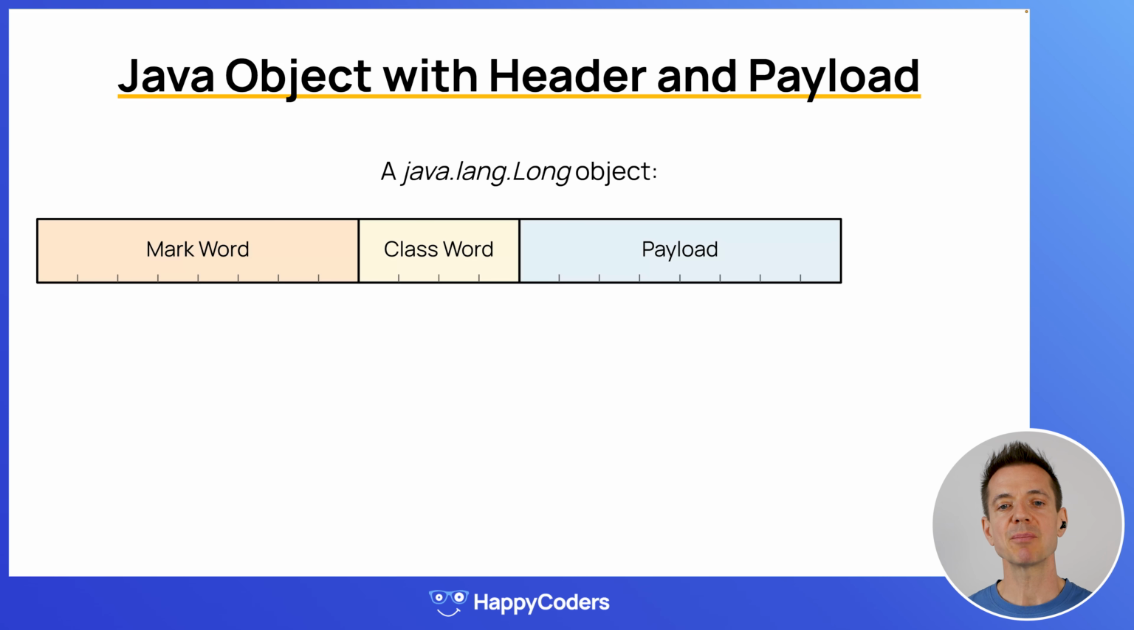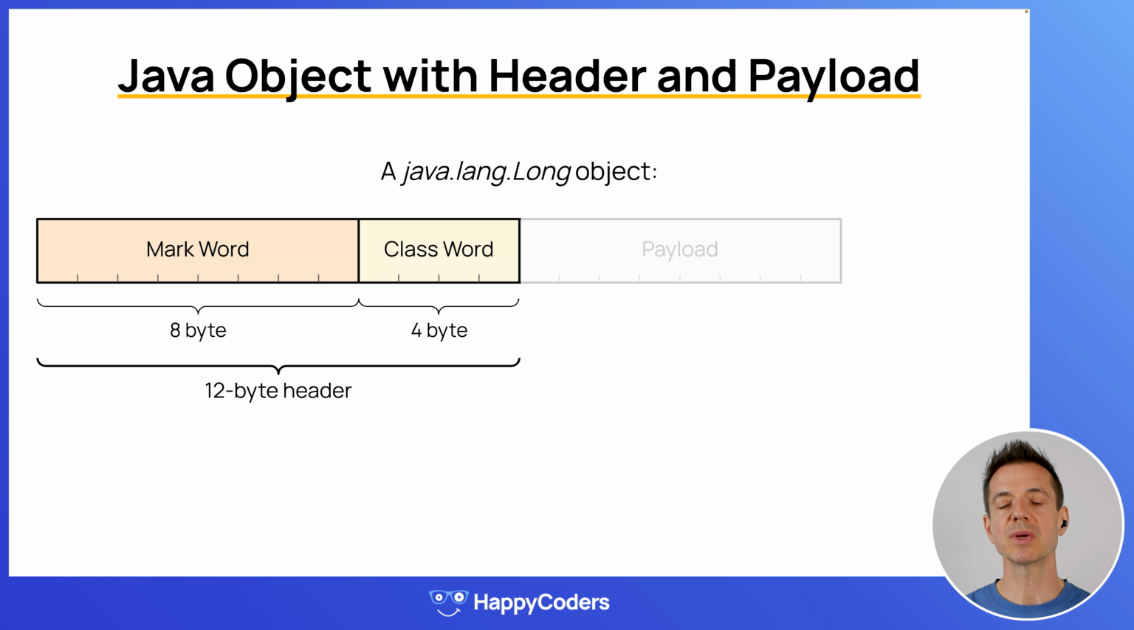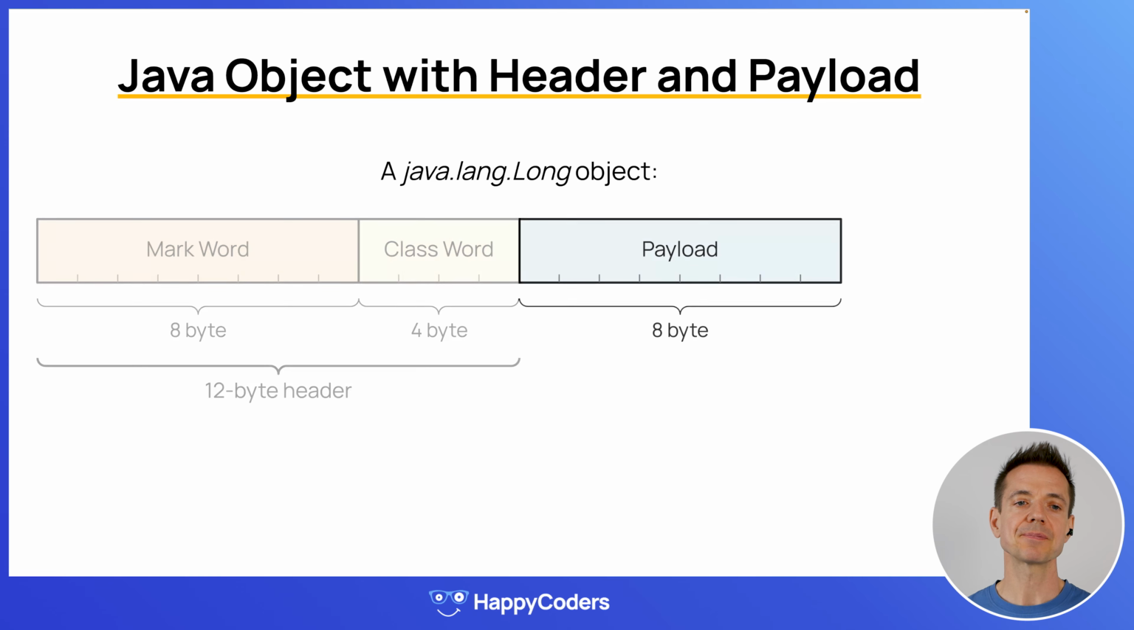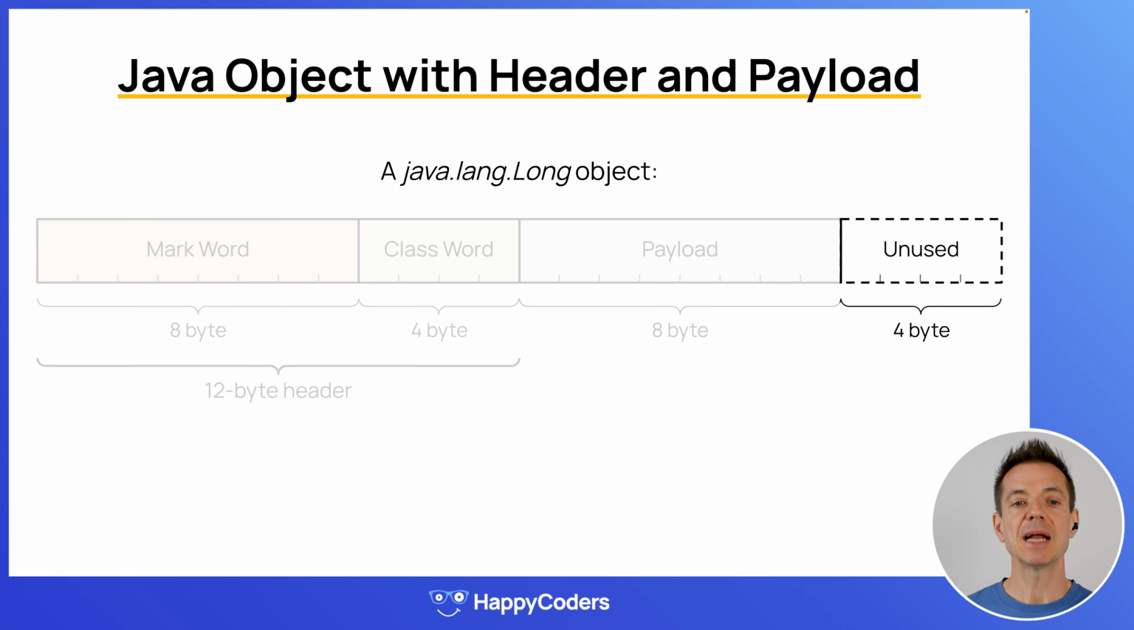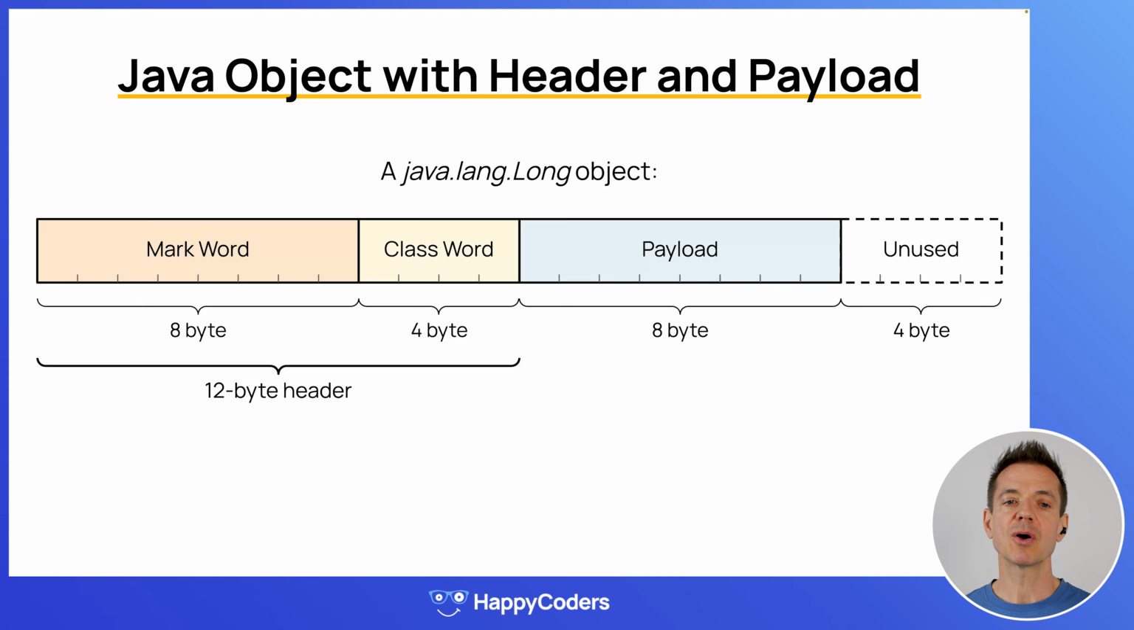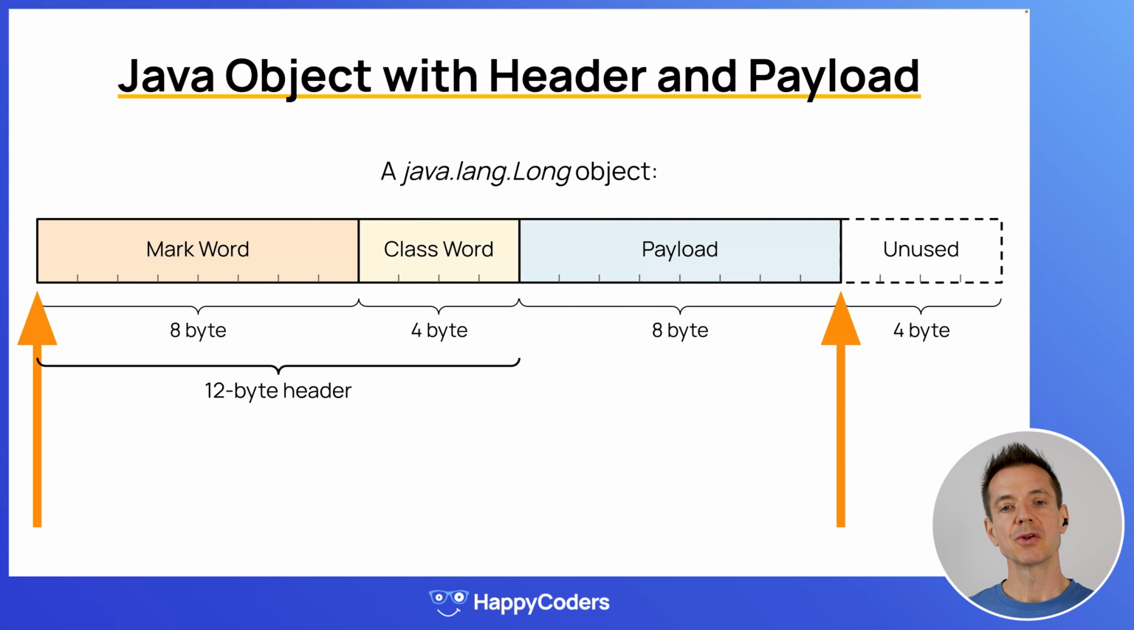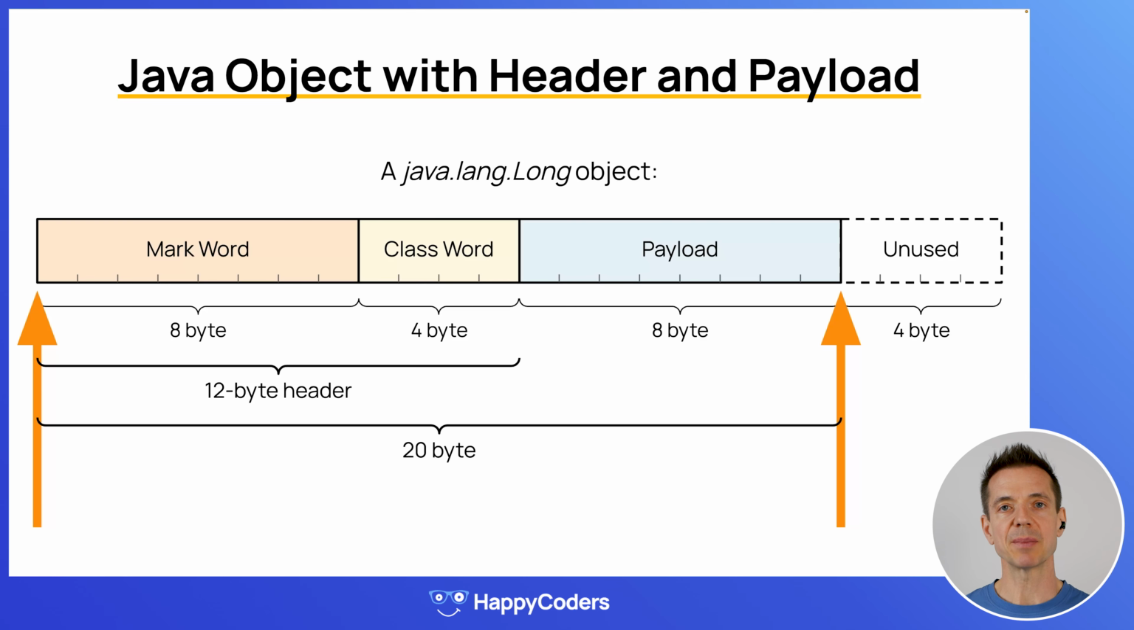Here you can see an example of a complete object, a long object. At the front, we have the 96-bit or 12-byte header consisting of the mark word and the class word. Then comes the payload, 8 bytes. And behind the object, when using compressed OOPs, the standard mode on 64-bit systems, there are an additional 4 unused bytes. And that's because from here to here, it's 20 bytes.